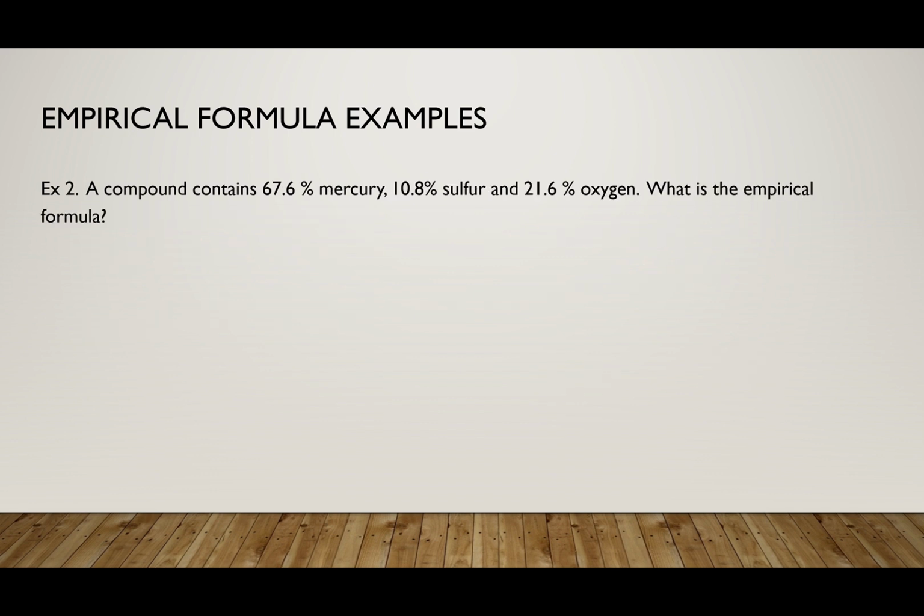Now let's take a look at another example. A compound contains 67.6% mercury, 10.8% sulfur, and 21.6% oxygen. What is the empirical formula?